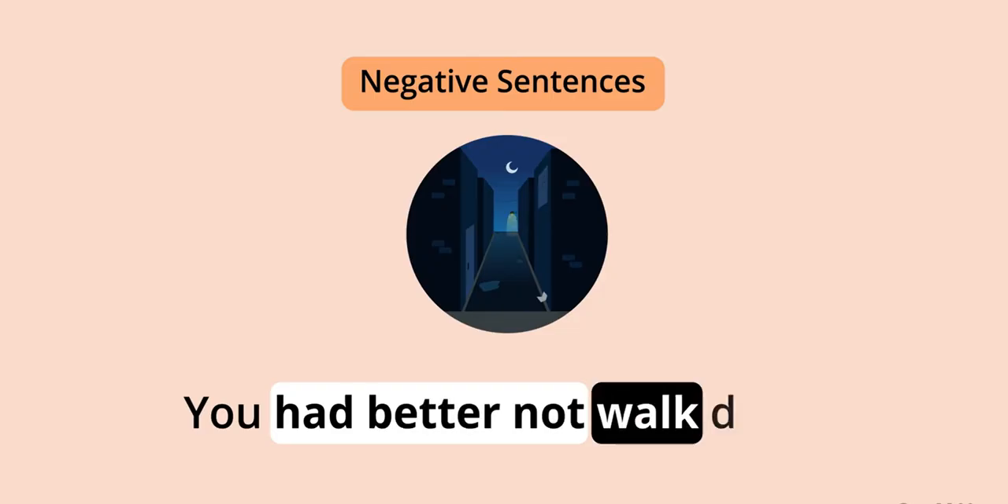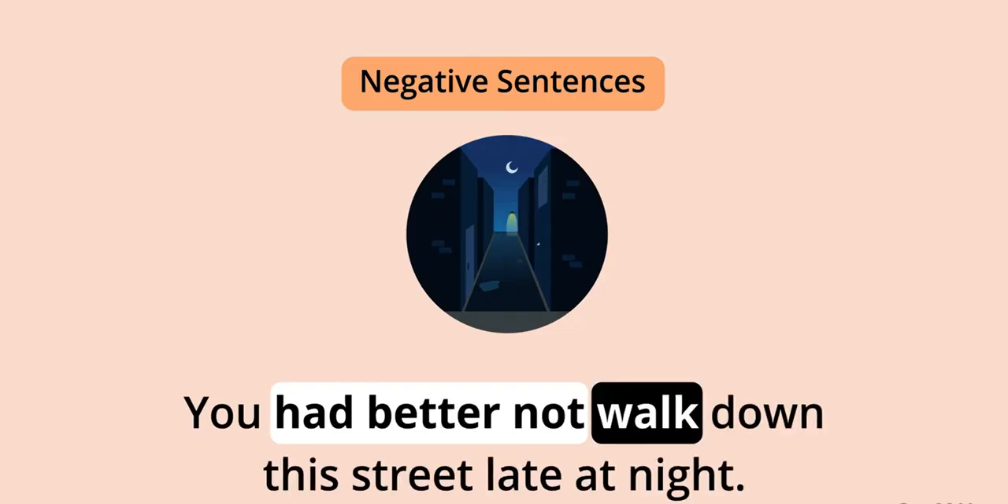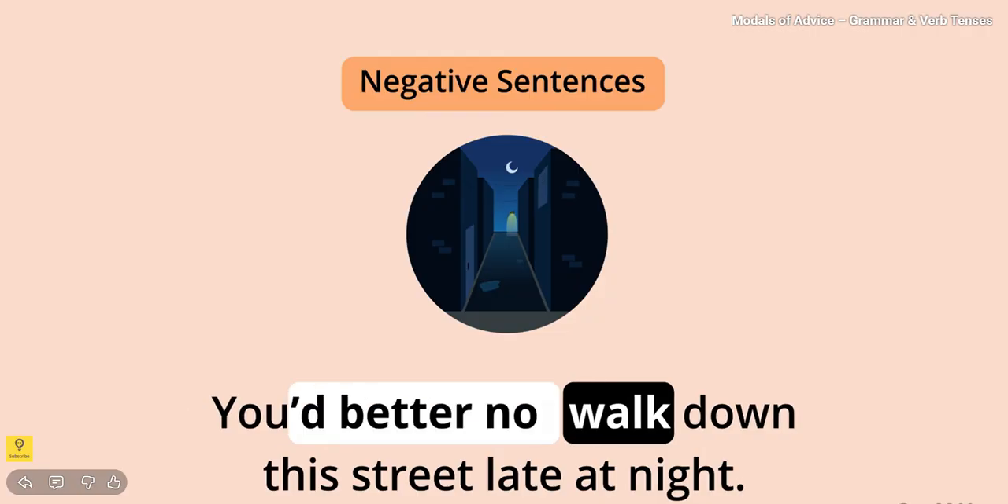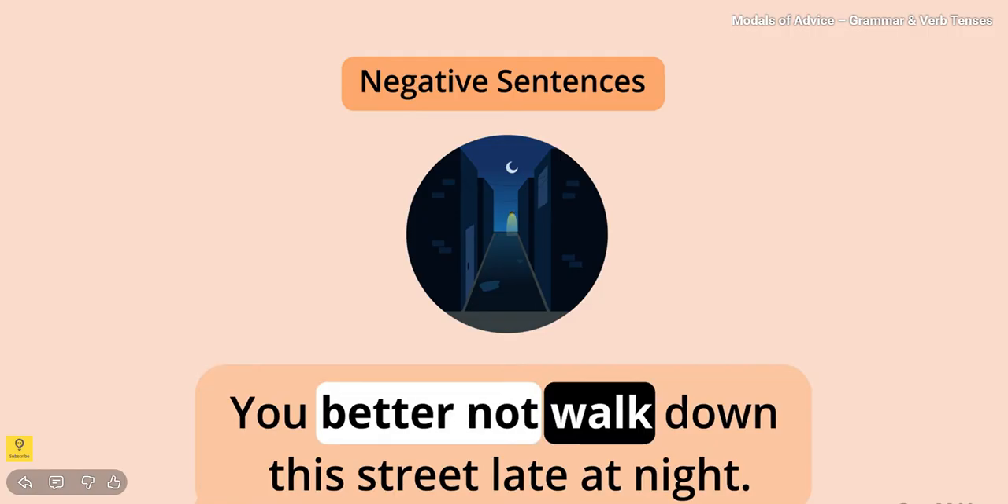You had better not walk down this street late at night. When speaking quickly, had contracts to 'd. You'd better not walk down this street late at night. We can also drop had in negative sentences in informal spoken English. You better not walk down this street late at night.